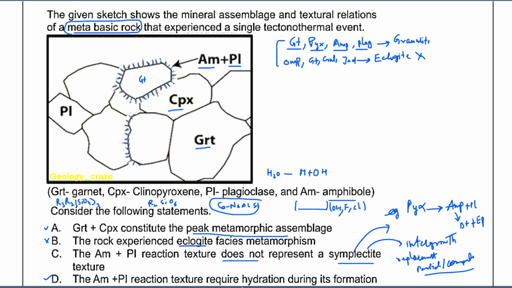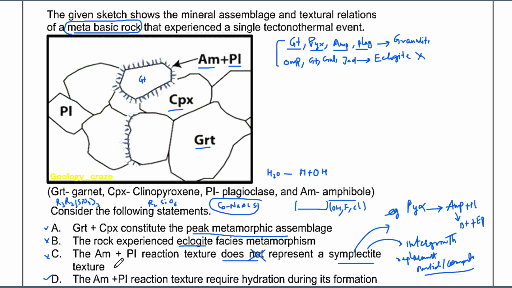Now in the question, the option says that the amphibole and plagioclase reaction does not represent a replacement texture. But it does represent one, and the word "not" is there, so that is why this option is wrong. If we remove this "not", we get the right option. In this way I approached the question in the exam.